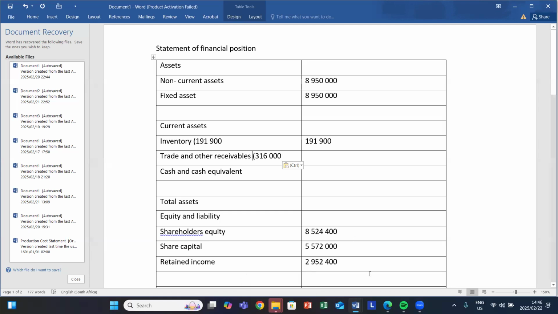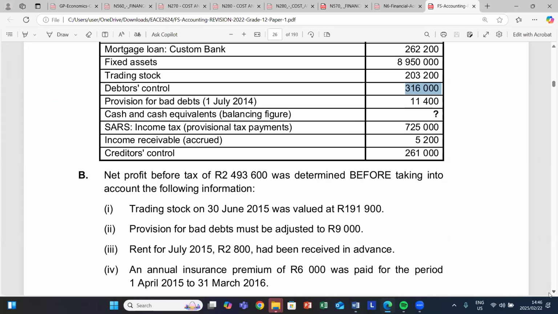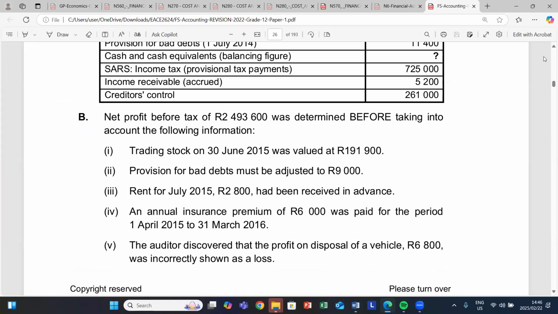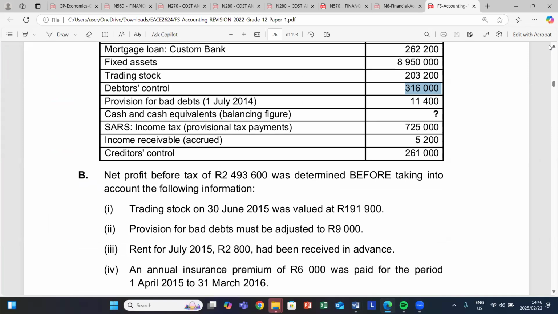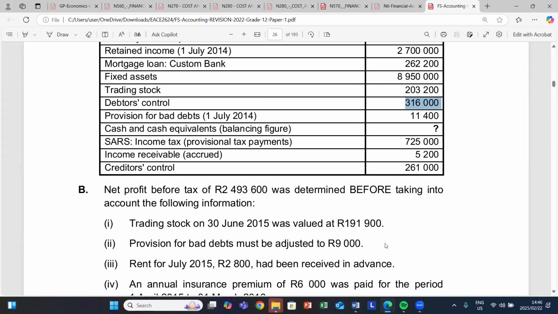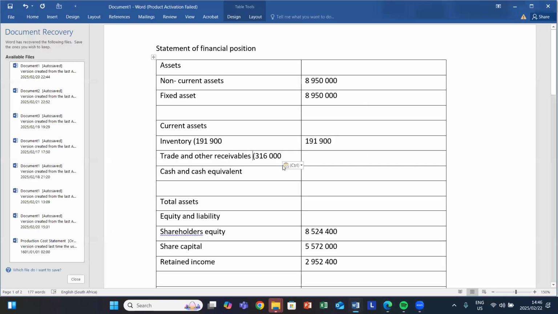Okay. So in our adjustments, there are no bad debts, right? There's no transaction that talks about bad debts. Meaning we'll have to minus it with our provision for bad debt, which is in our adjustments, right? So here we'll say minus 9,000 rand.